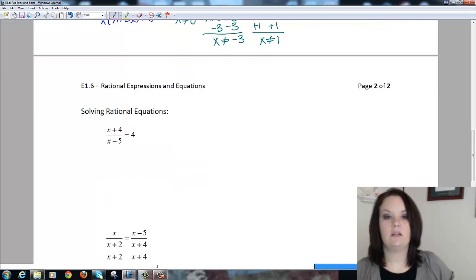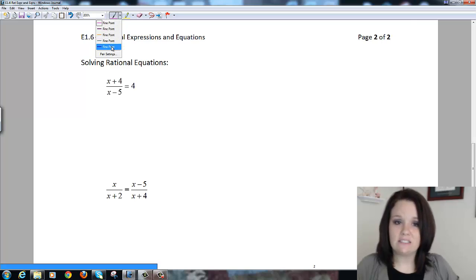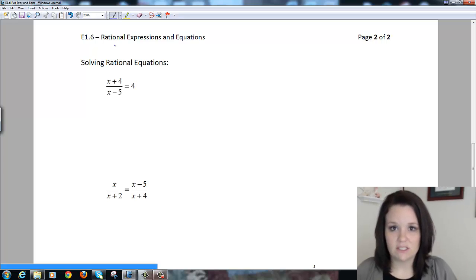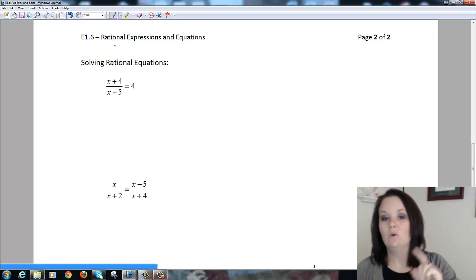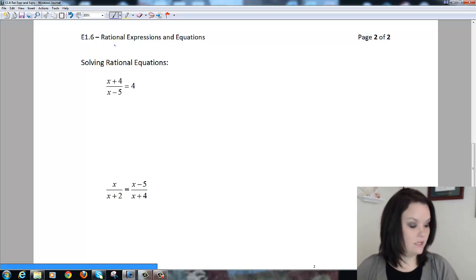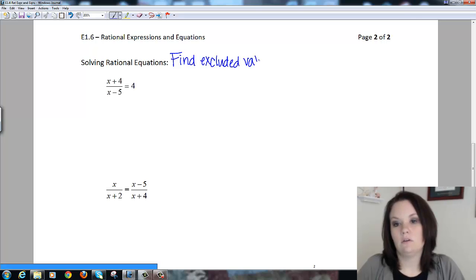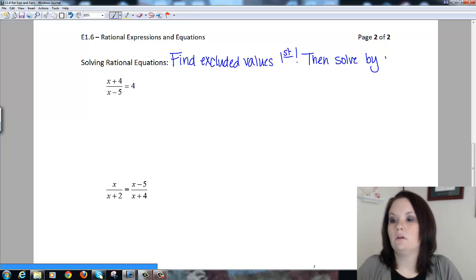Now this next one is a rational equation. If it's an equation, we still need to find our excluded values, but we can use our whole idea of clearing fractions to solve these. Okay, the last one didn't have an equal sign, so all we could do is simplify. When we have an equation, we can solve. So I'm going to go ahead and put up here, find excluded values first, then solve by clearing fractions.